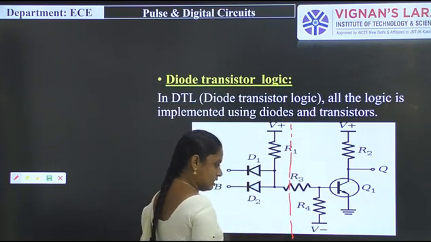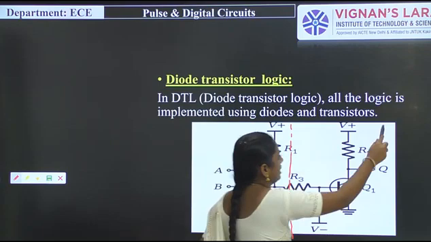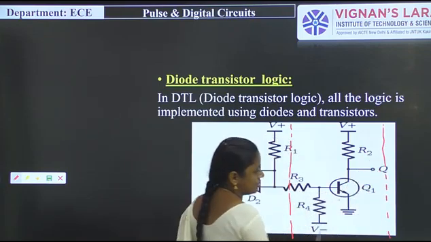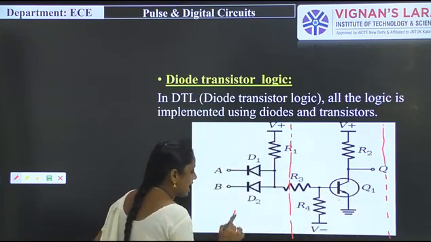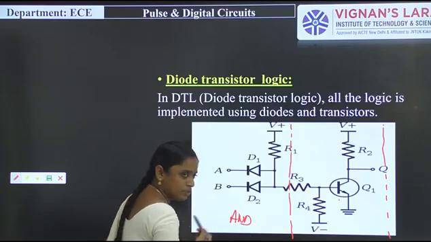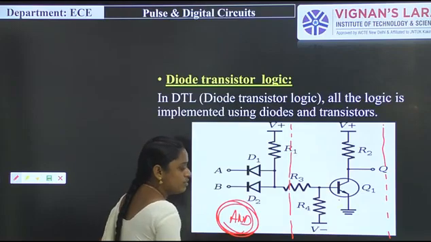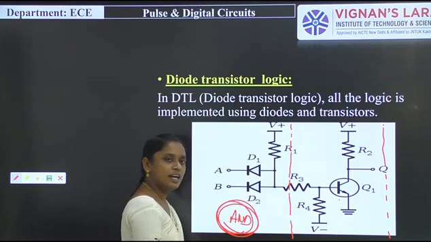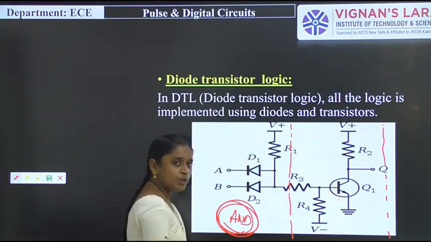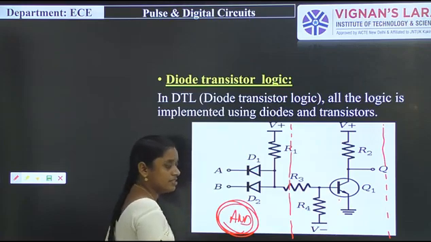So up to this is a diode logic. After that, it is a transistor logic. That is a transistor NOT gate. The first part is the AND gate of this diode logic. By using diode logic, we have to design an AND gate, and by using transistor logic, we have to design a NOT gate. So the combination of these two things forms a diode transistor logic.